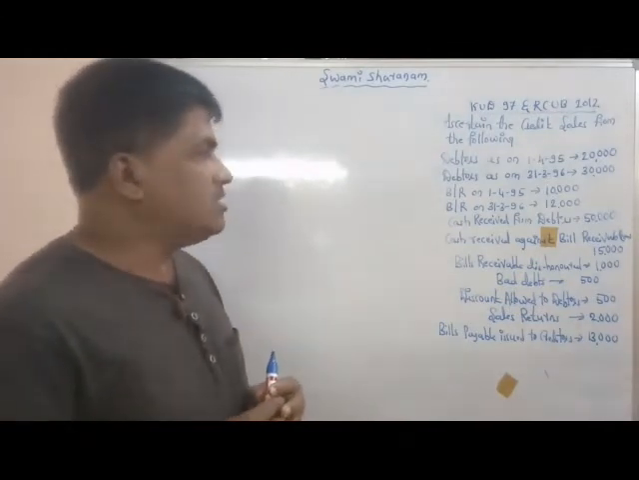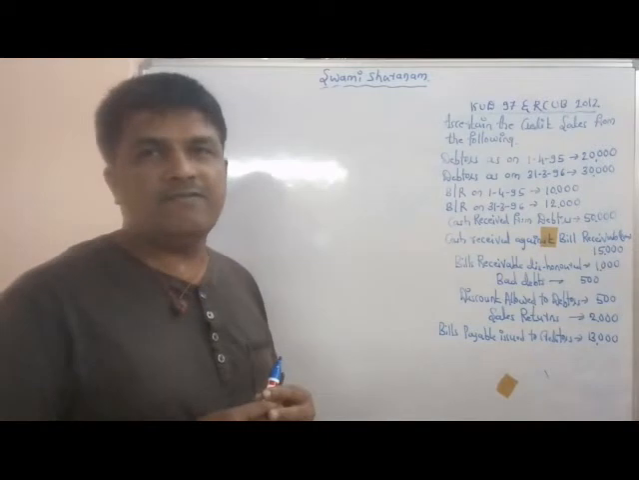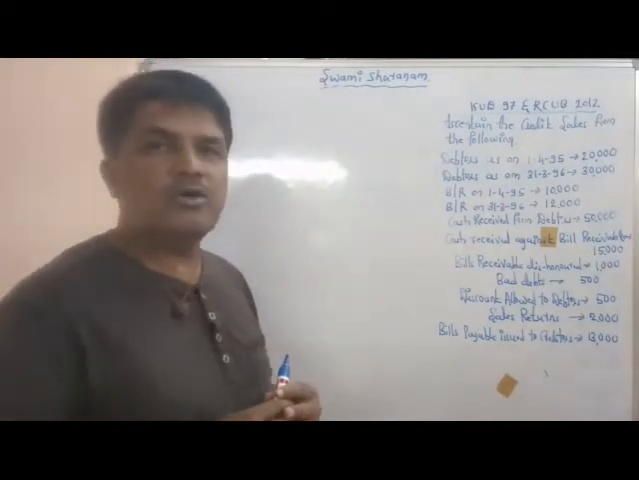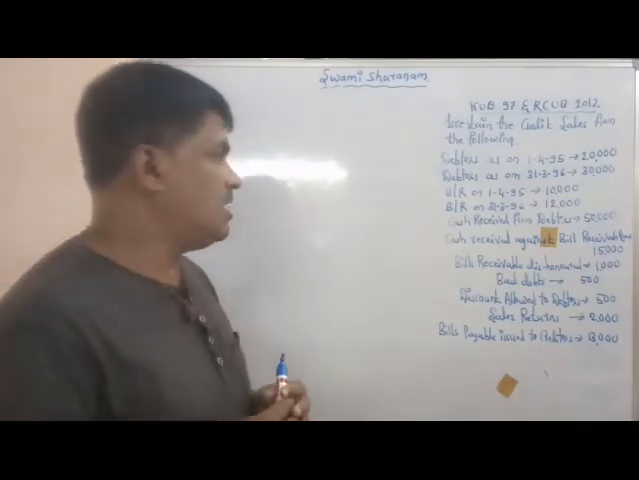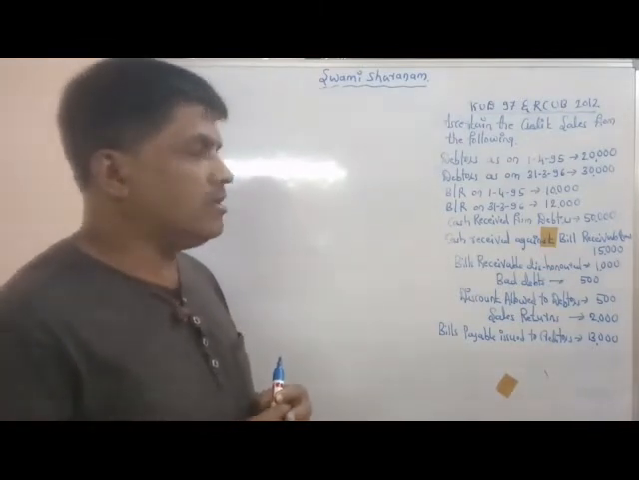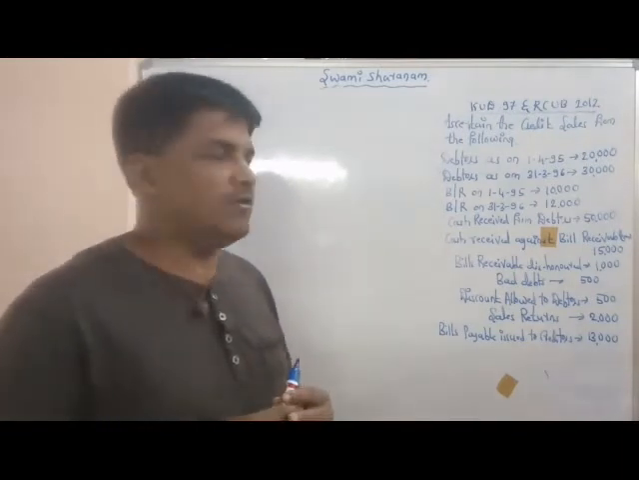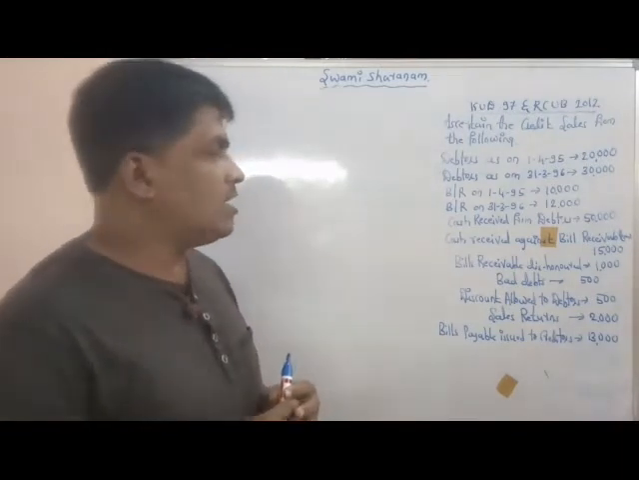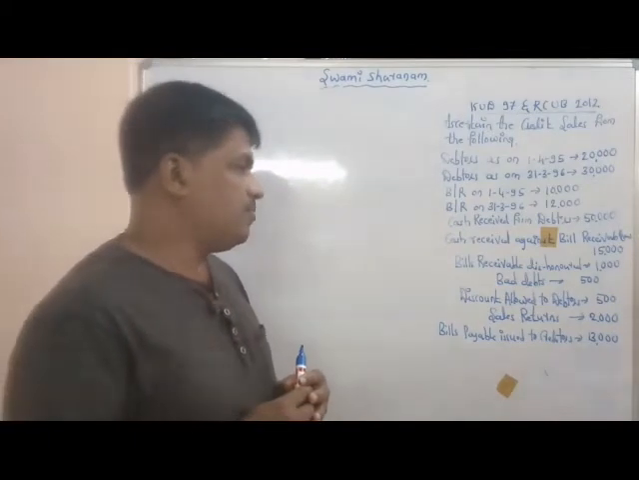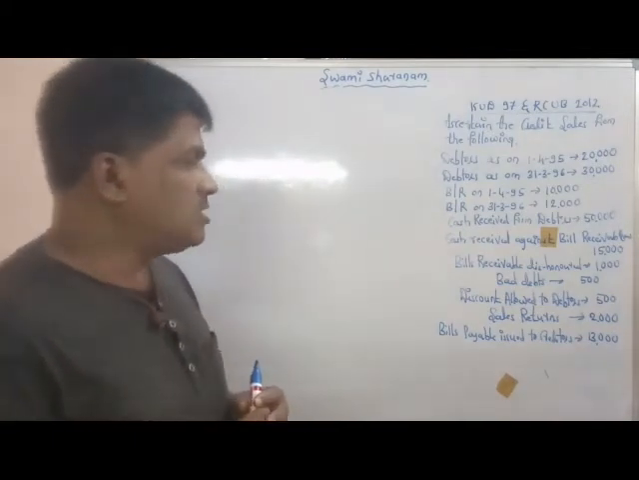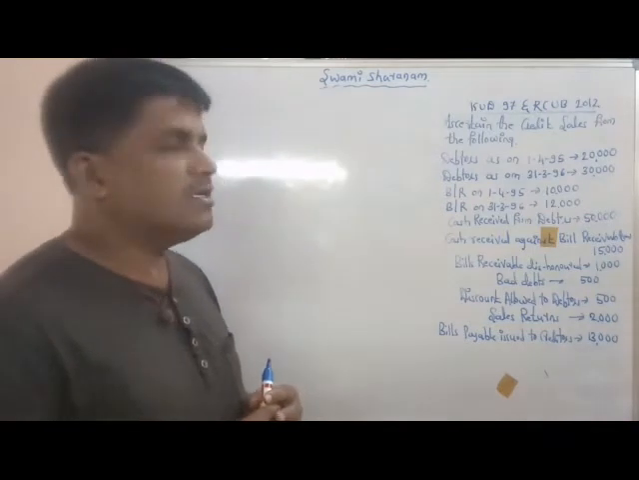Next, cash received from debtors, rupees 50,000. Then, cash received against bills receivable, rupees 15,000. Then, bills receivable dishonored, rupees 1,000. Then, bad debts, rupees 500. So then, discount allowed to debtors, rupees 500. Sales returns, rupees 2,000. So then, bills payable issued to creditors, rupees 13,000.